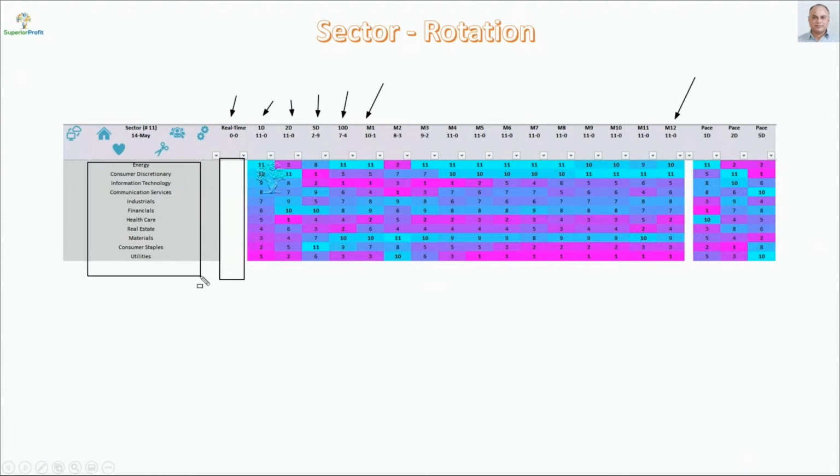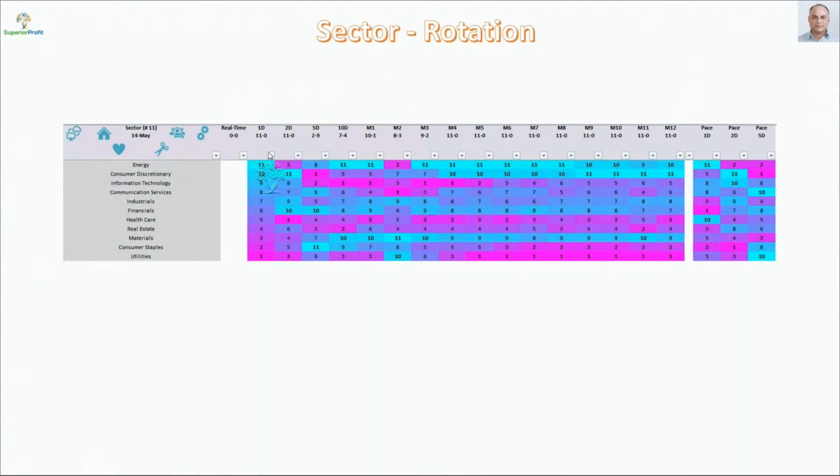All the 11 sectors are listed here. Immediately from the color coding, you know utilities is the weakest and it is weakening. In the middle, it tried to strengthen. Earlier, it was the worst performer, tried to strengthen rapidly, but now weak again. You may look at the numbers. Some people are numbers people. I just look at the color. It shows the transition or rotation of sectors across different periods.